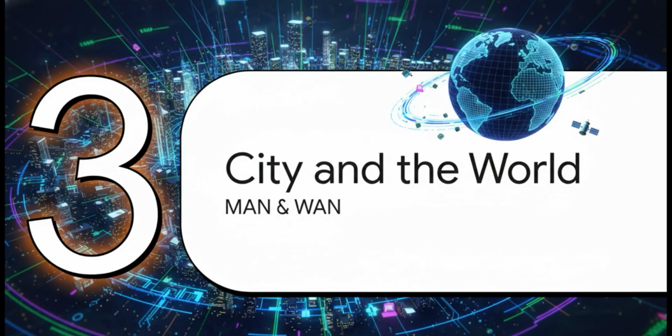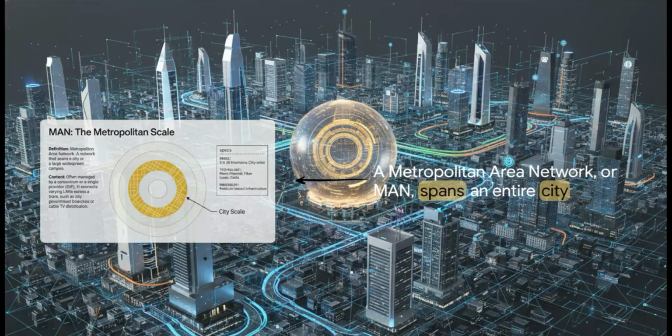Okay, so we've covered the personal, the building, and the campus. Now it is time to go big. Really big. We're zooming out to the scale of an entire city and then, well, the entire world. So next up is a Metropolitan Area Network, or MAN. This basically takes the idea of a CAN and scales it up to cover a whole city. It connects all the different LANs, government buildings, schools, businesses, all across the metro area.